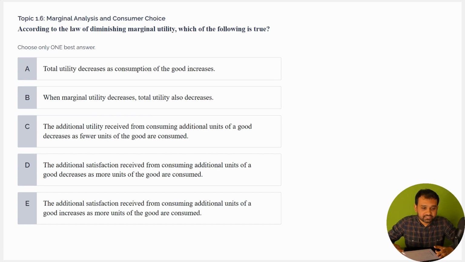So if you look at the options available, D says the additional satisfaction received from consuming extra or additional units of a good decreases as more of the good is consumed. So therefore, D is the right answer to this question.